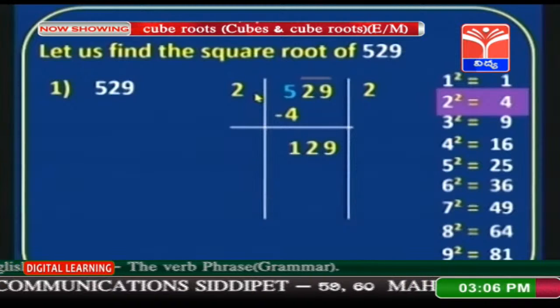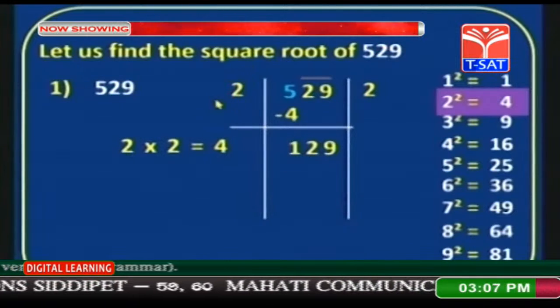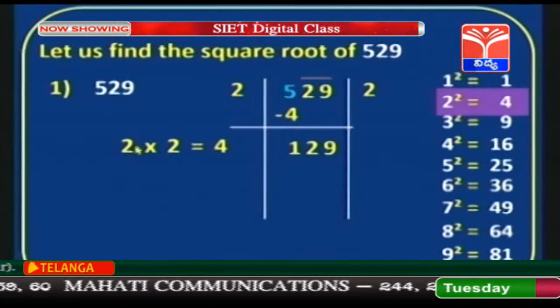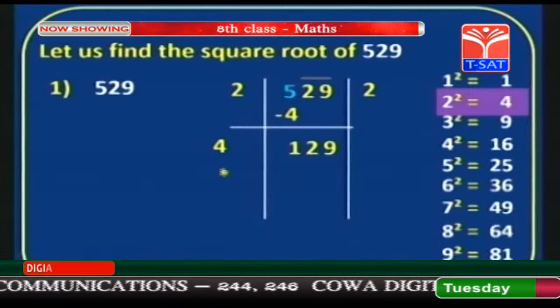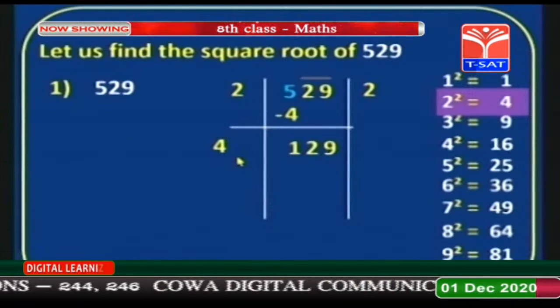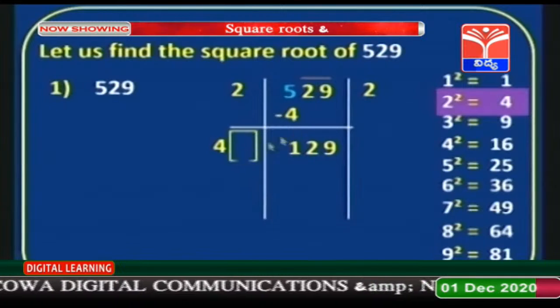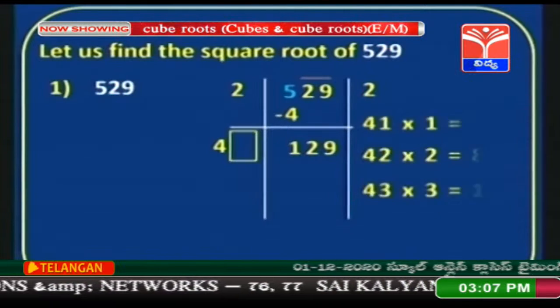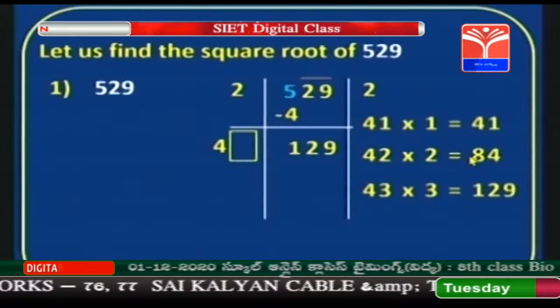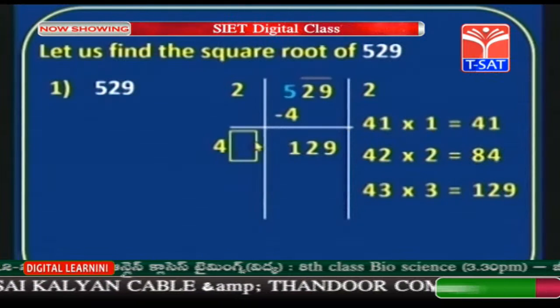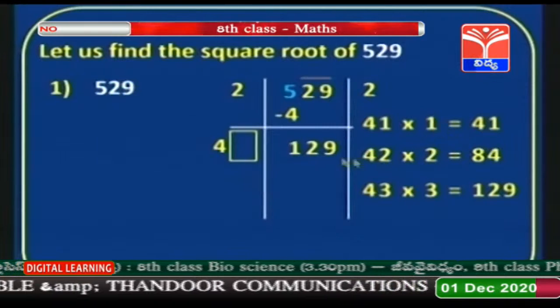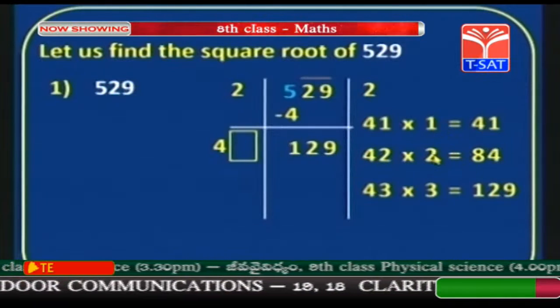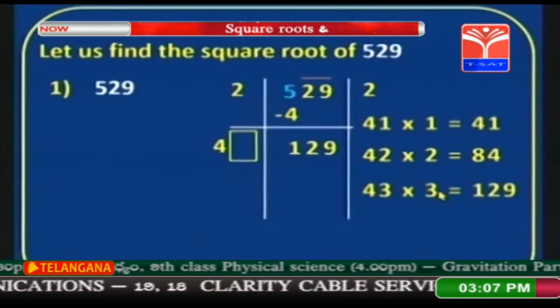Now, what is the next step? As the divisor is 2, you have to make it double. 2 2s are 4. We are getting 4. Now, you have to take a number just beside it. How to select this number? It's very important. You have to select a number such that you multiply with the same number. Suppose if I take 1, I have to multiply with 1. If I take 2, I have to multiply with 2. If I take 3, I have to multiply with 3.